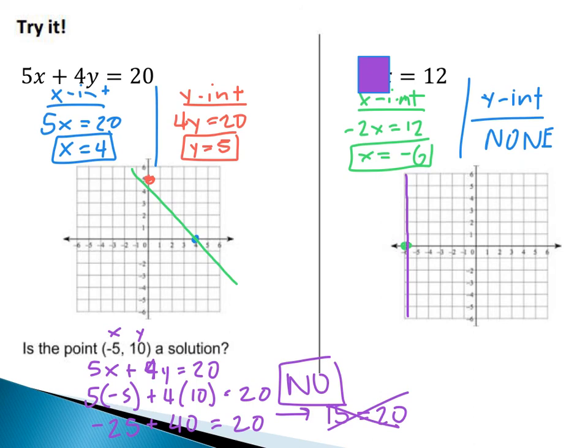All right, so again, this is graphing by being able to find the intercepts. Hopefully you're able to identify the intercepts, draw a graph using the intercepts, and lastly, find the intercepts in standard form.